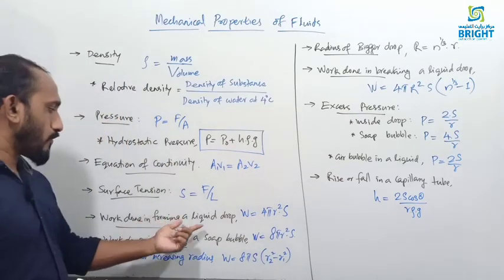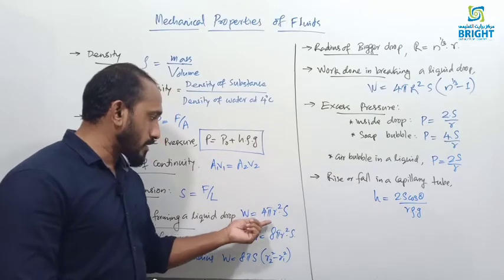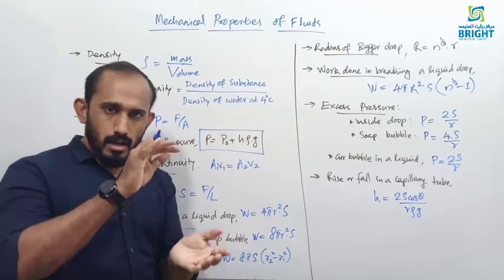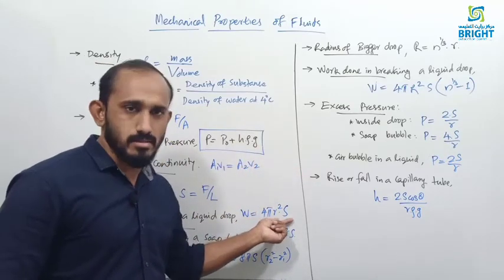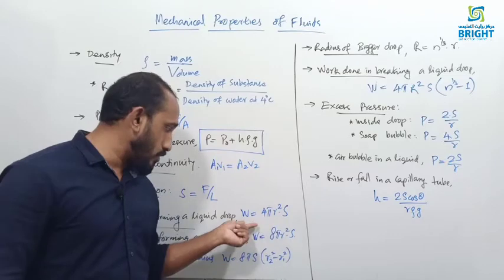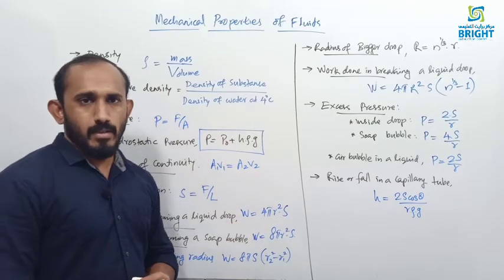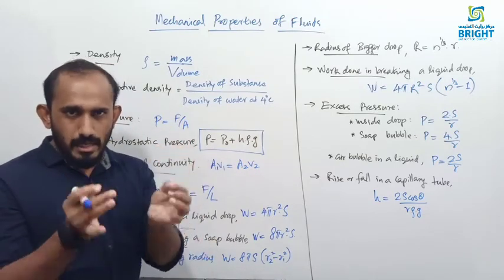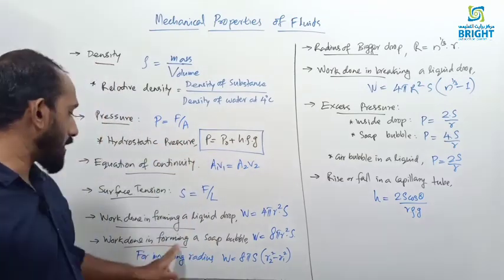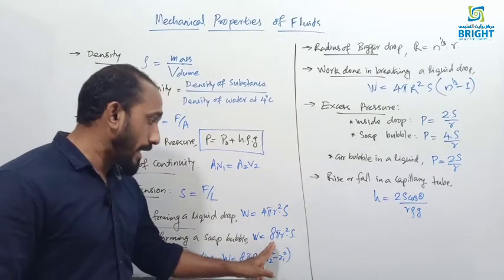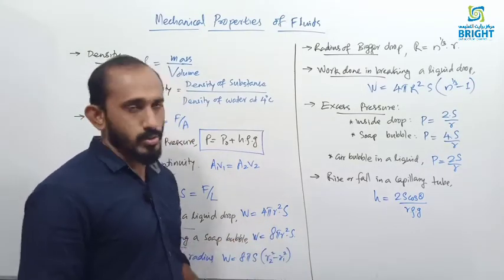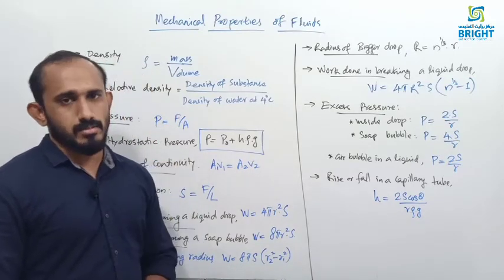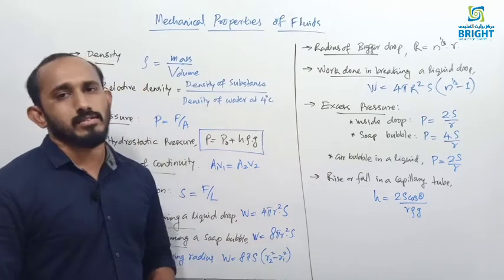The work done in forming a liquid drop is given by W is equal to 4 pi r square S. The drop has one outer surface, so the surface area into surface tension will give you the work done. And if it is a bubble, it has two surfaces, two layers, a thin layer of liquid. So the work done in forming a soap bubble is W is equal to 8 pi r square into S. You should multiply by 2 here. So a drop has a single surface and a bubble has two surfaces.